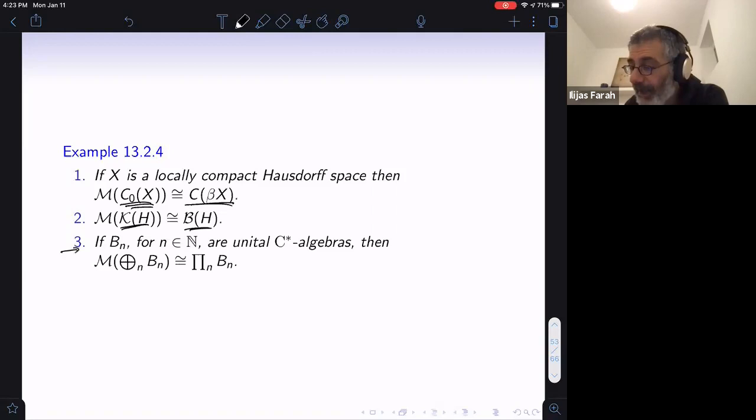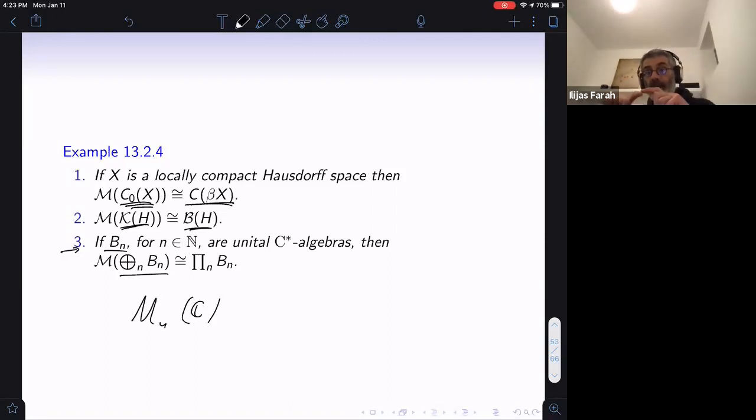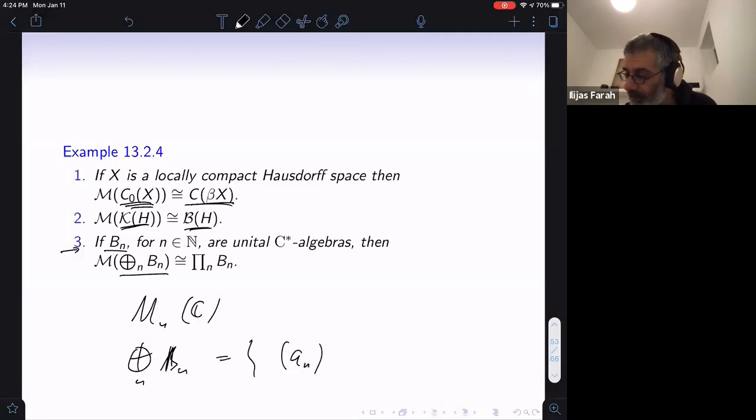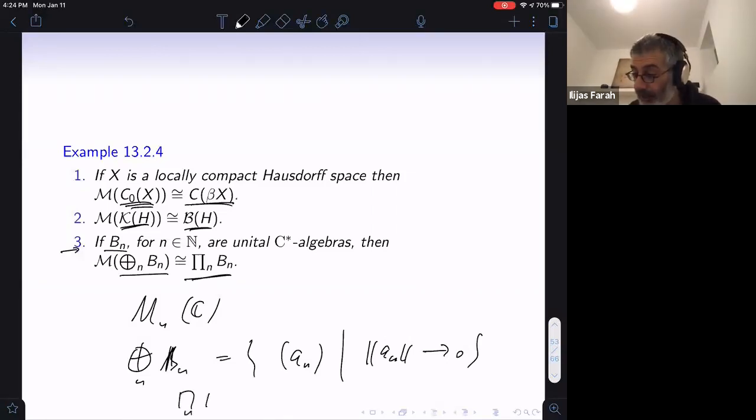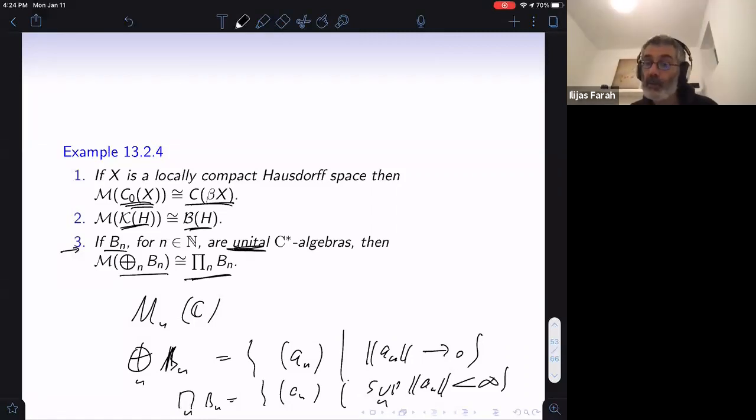The third example we will be coming back to over and over. If you give me a sequence of unital C*-algebras, even something like n by n matrices for the nth one, then you can take the direct sum. What is the direct sum? Just all infinite sequences of these algebras that converge to zero in norm. Let me write it down. The direct sum of Bn is equal to all sequences an such that an converges to zero in norm. The multiplier algebra of that is just the product, the L infinity product, which is all sequences an such that the supremum of their norms is finite. It is important that the Bn's are unital. If they're not unital, then this is a much more complicated algebra, but we'll not need it. So these are multiplier algebras.